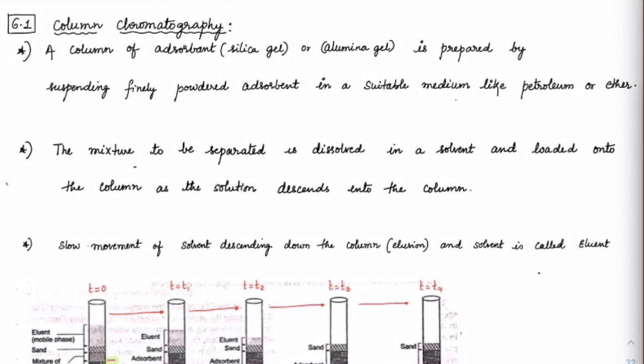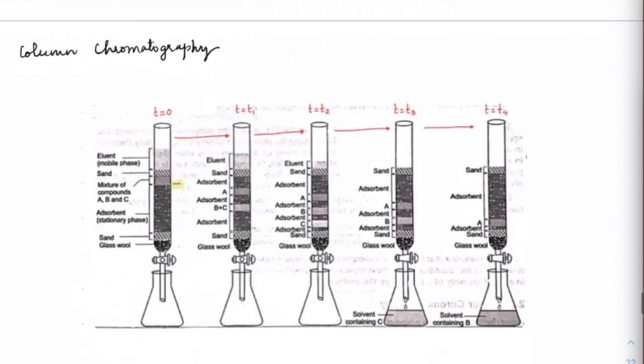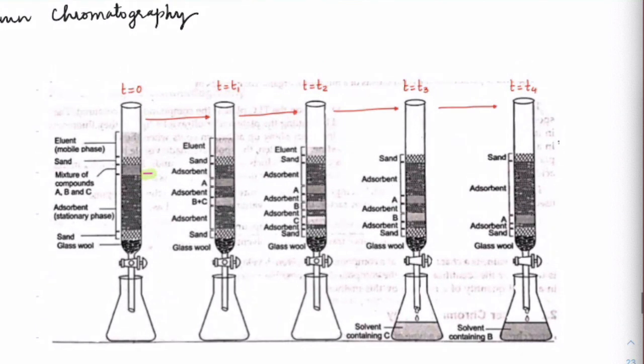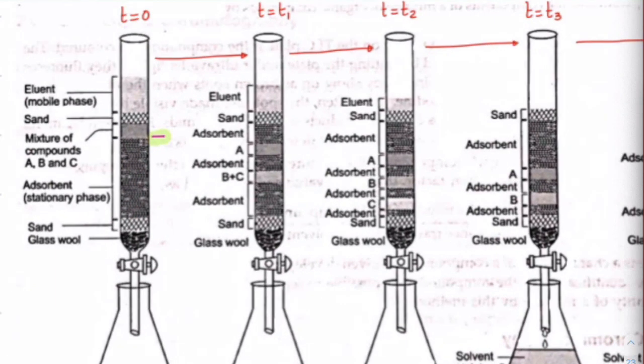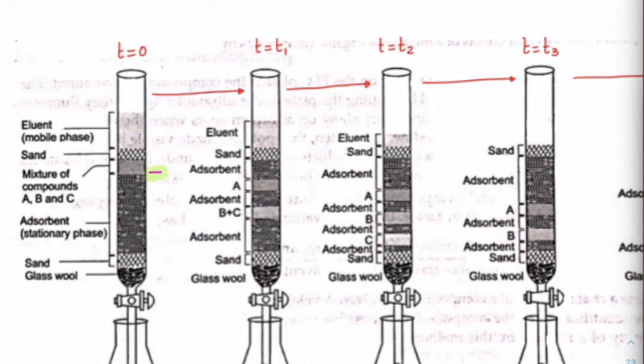So let me show you in column chromatography what exactly is happening in a pictorial way. Check it out. What we take first, within this column, if you observe, there is a bed of adsorbent. This adsorbent usually will be silica gel or aluminium gel. Then from the top of the column, we will add the mixture we want to separate.